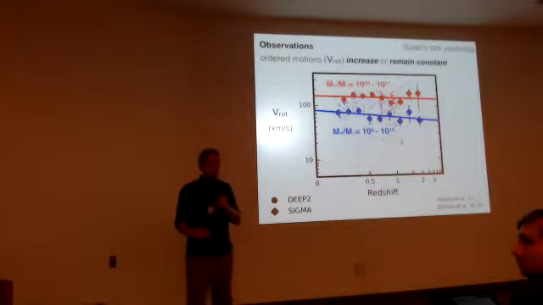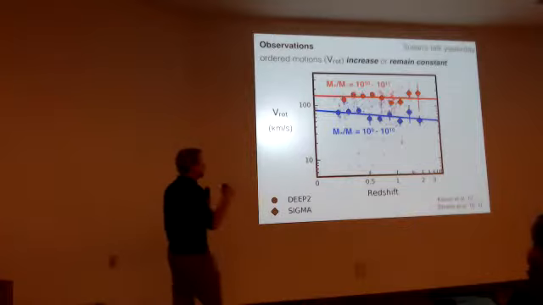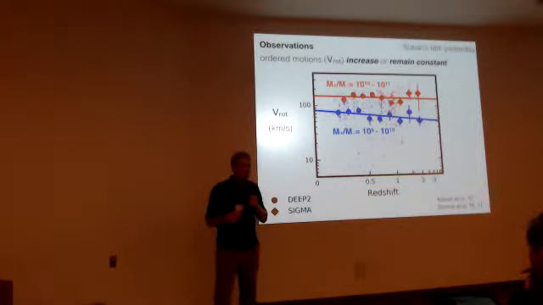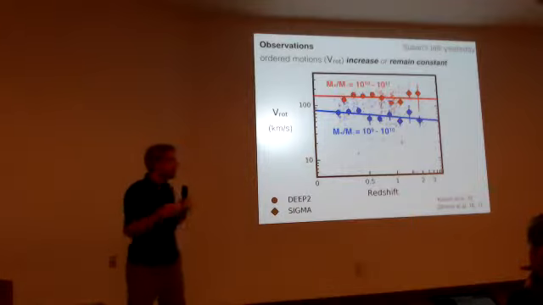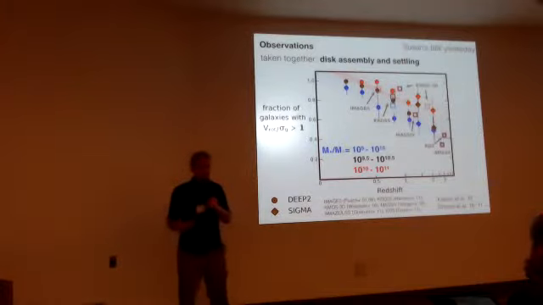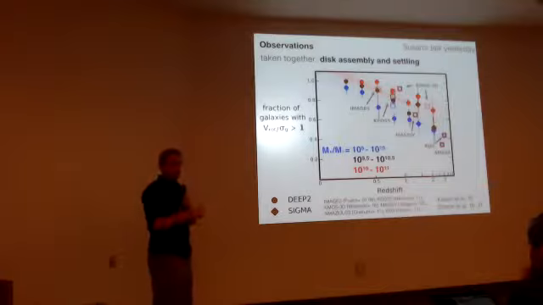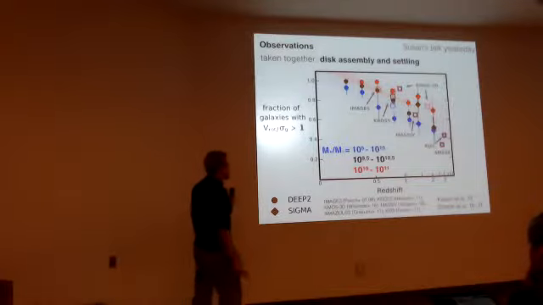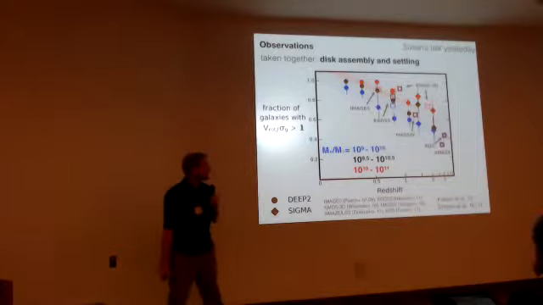Ordered motions, rotation velocity, increase with time or remain constant, as Susan showed. When you properly connect galaxies in time with abundance matching, these relations become more steep because they're growing in mass with time. Okay? And then if you take those two things together and examine the fraction of galaxies which meet this criteria, V rot over sigma g greater than 1, that means that they are rotation dominated, you find that galaxies form disks with time and massive galaxies form disks first.